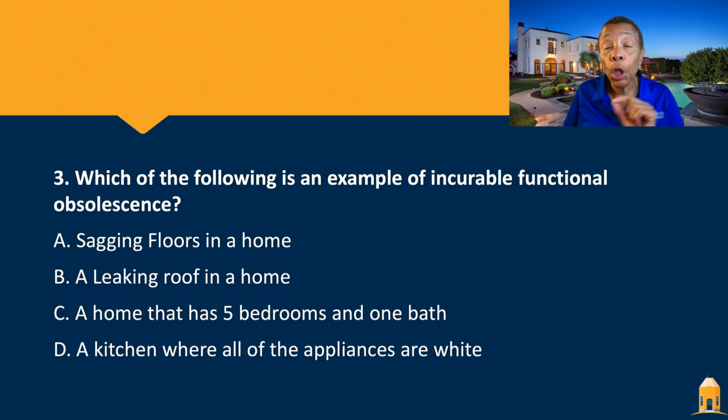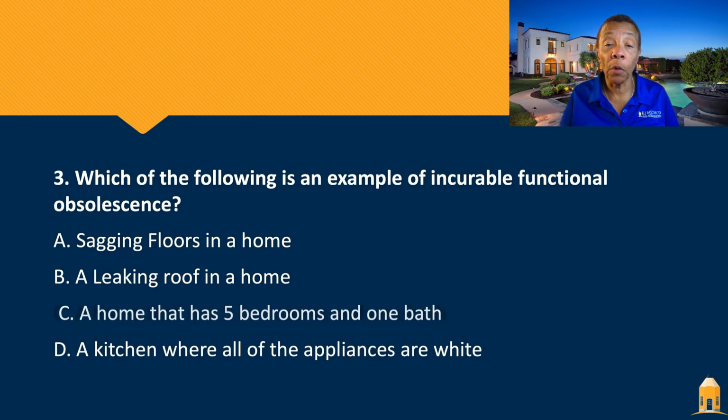However, it says incurable. What is incurable? Incurable means it essentially costs too much to fix it, right? The cost of the repair is less than the value that you're going to get. So if that's the case, then it's going to be the home that is 5 bedrooms, 1 bath.